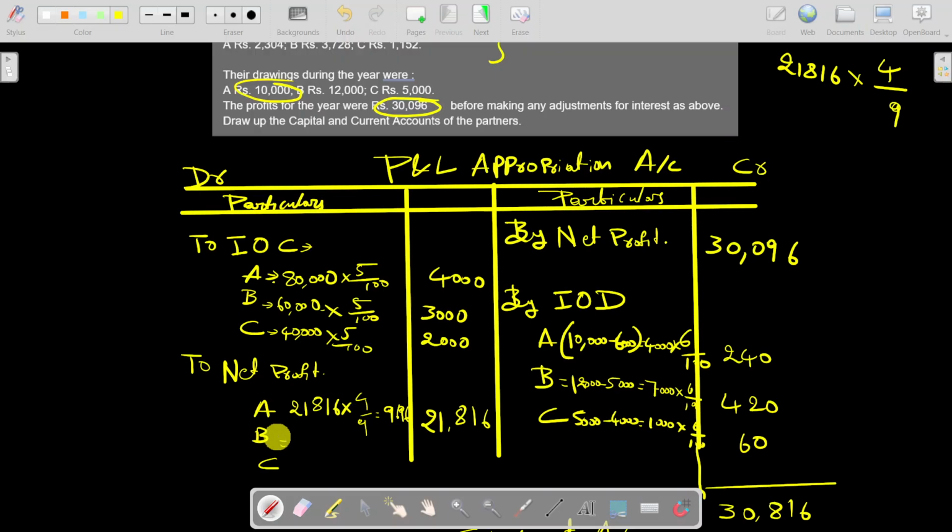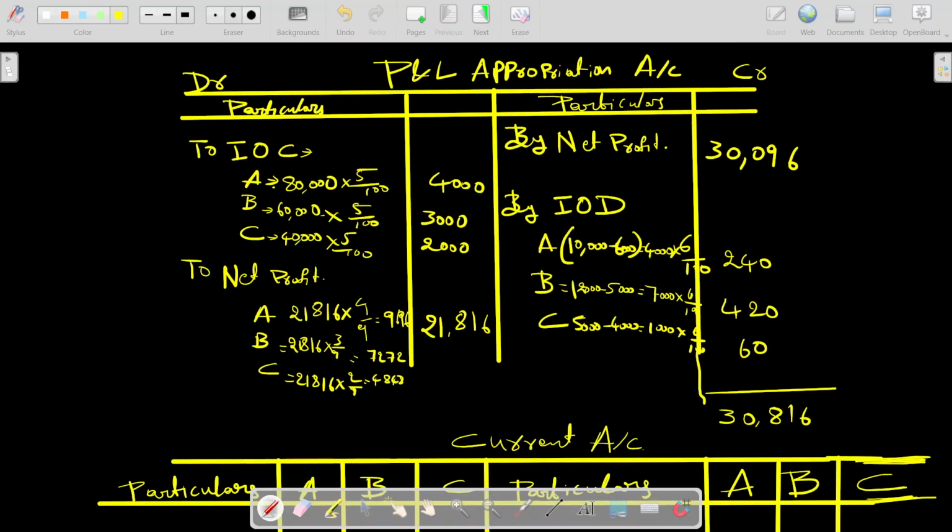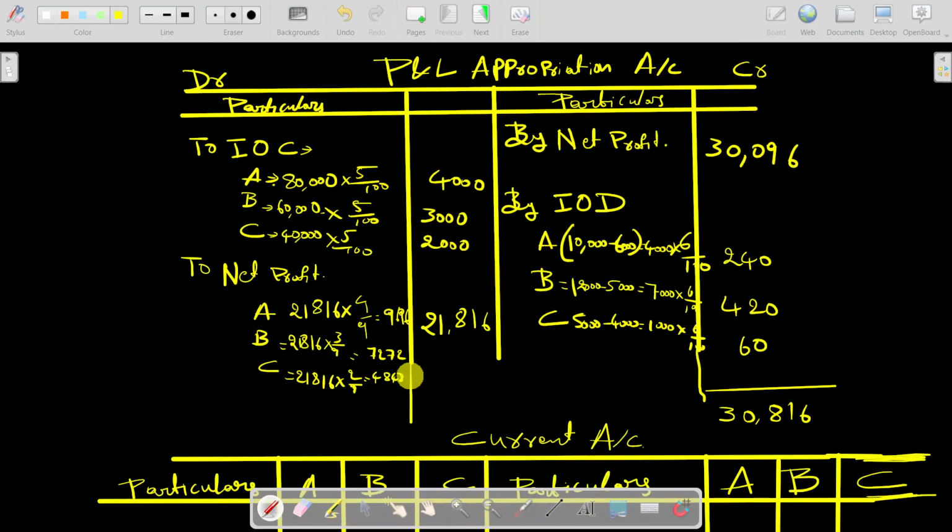For B, same as 21,816 into 3 by 9, and 21,816 into 2 by 9 for C. We will get 7272 for B and 4848 for C. Total 30,816.